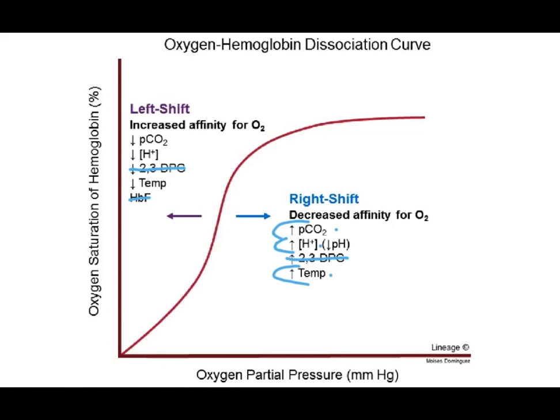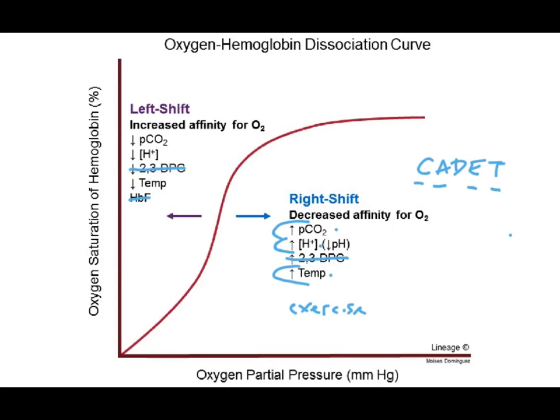You can also think about exercise as adding this to the list. So a helpful mnemonic that I've seen is CADET shift right. So this is CO2. This is acid. This is the one I actually don't want you to worry about. This is referring to exercise, and this is referring to temperature.